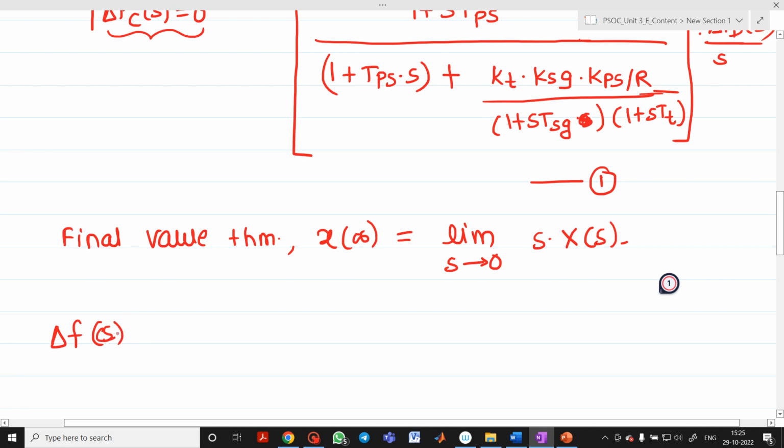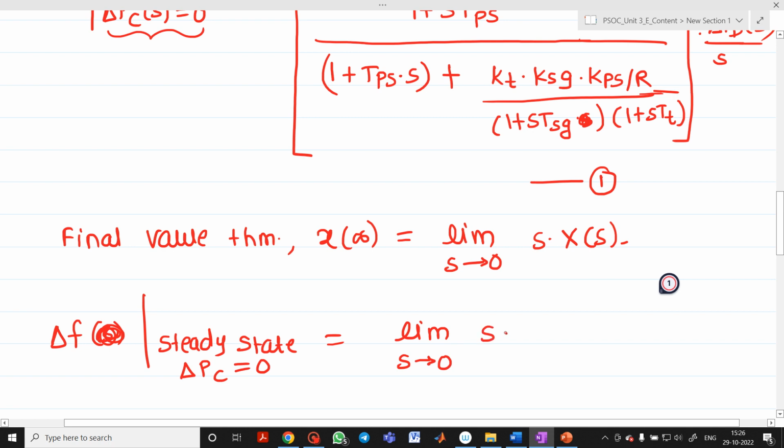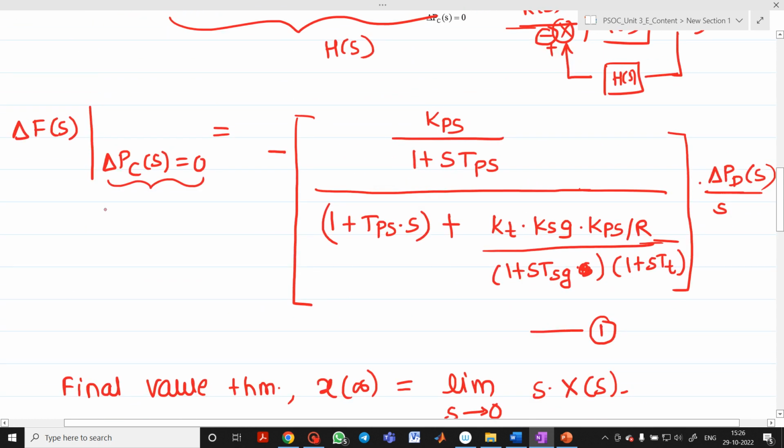Now, or you can say not f of s, this is delta f at steady state condition, because we are talking about steady state condition when delta pc equal to 0. What is the formula? Limit s tends to 0, s into delta f of s, and this condition when delta pc will be equal to 0.